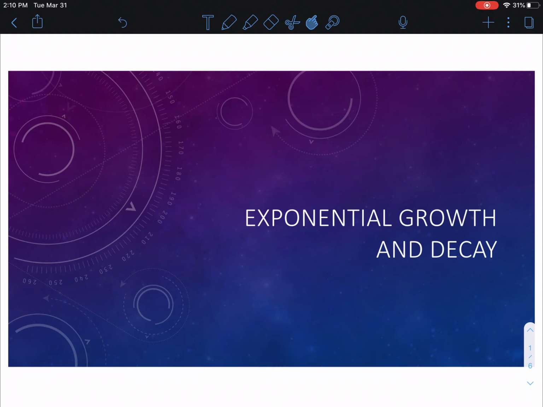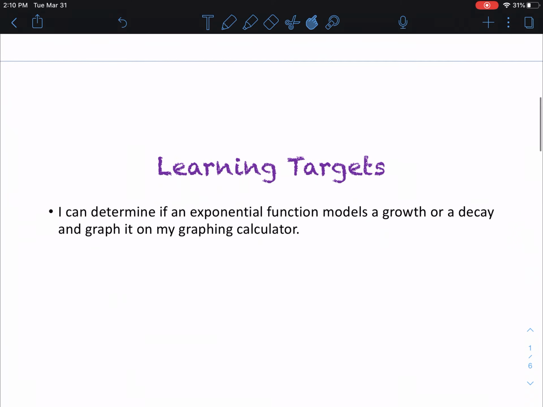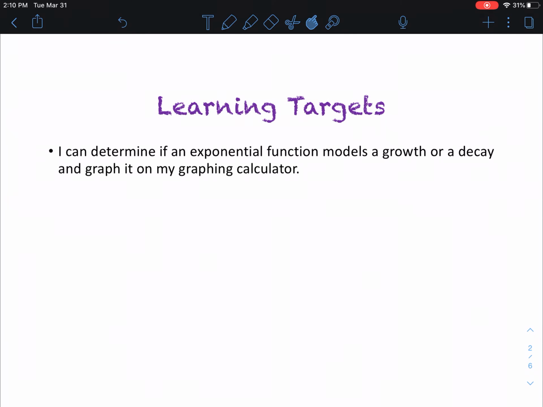Hi, in today's lesson we're going to talk about exponential growth and decay. Here is our learning target.